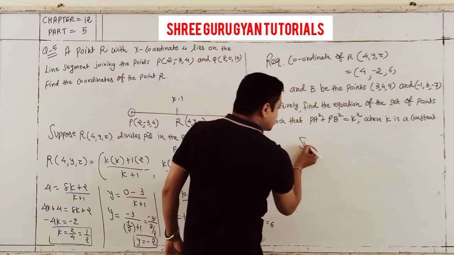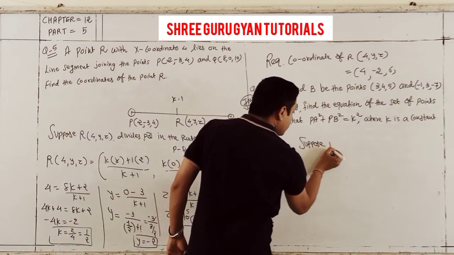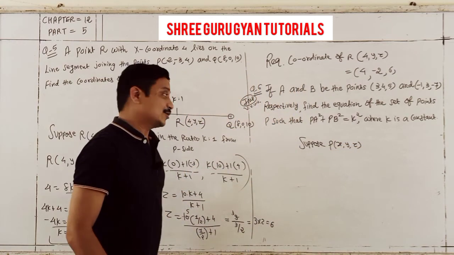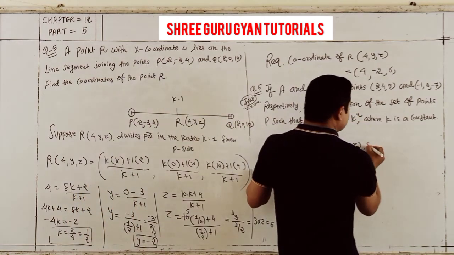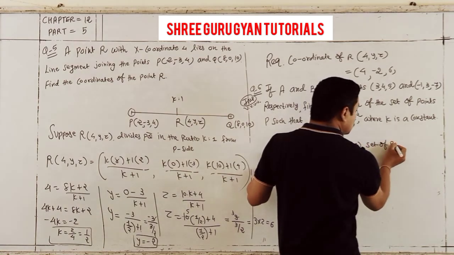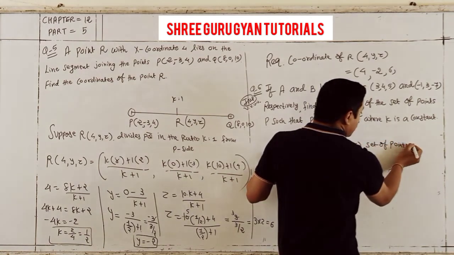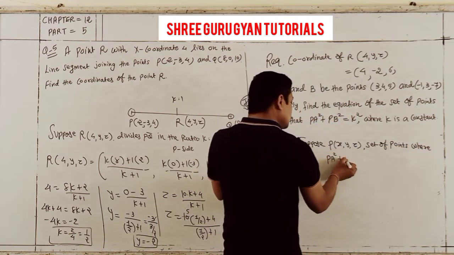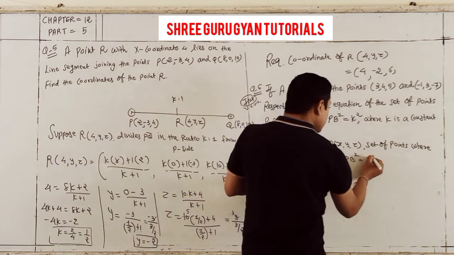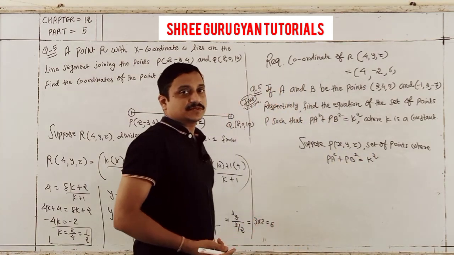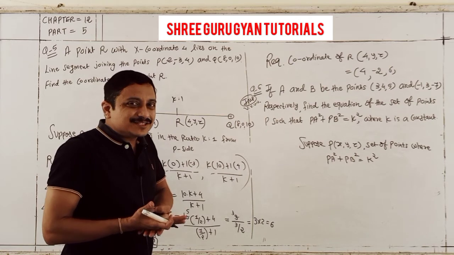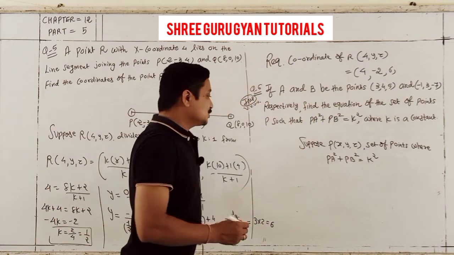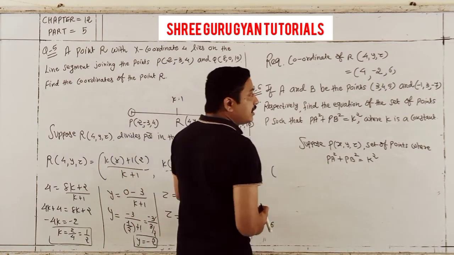So suppose P(x, y, z) is our set of points. Yes, it is a set of points where the condition is, students, PA square plus PB square is equal to k square. Apply the distance formula, that is P to A, and second, P to B. So students, I am going to expand systematically, one by one.